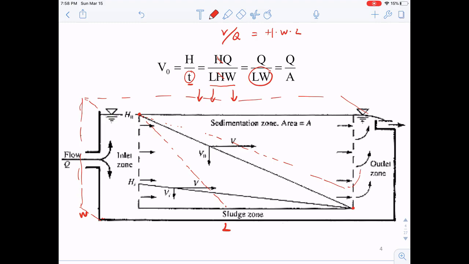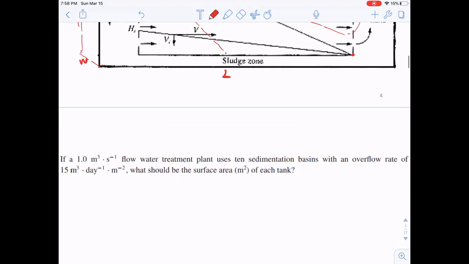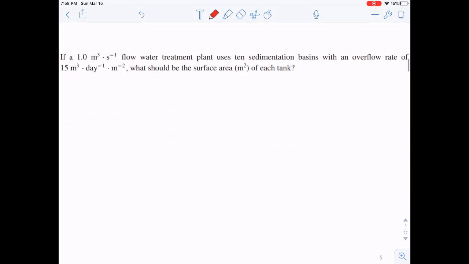And typically when we design a sedimentation basin, we will specify the overflow rate so that we can make sure that the particles with a higher settling velocity will get removed in this sedimentation basin. All right? So the overflow rate is the most important parameter when we design these sedimentation processes.